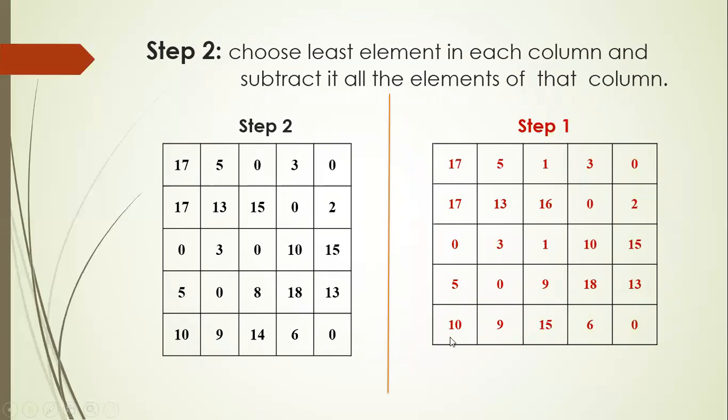So first column, which one is the least number? 0. Subtracting 0, the same number comes back. So 17 minus 0 is 17, 17 minus 0 is 17. So it is the same one.